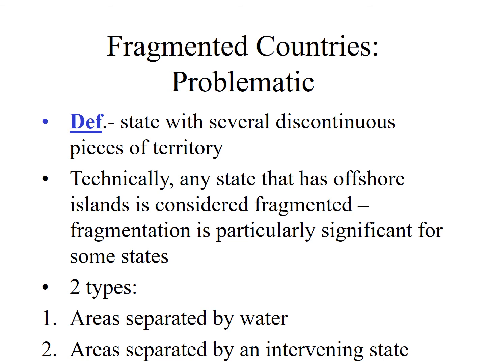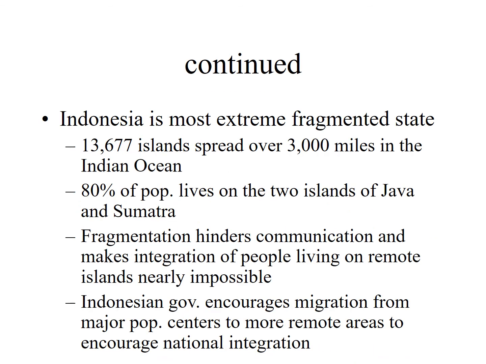Fragmented countries are almost all separated by water, or to a lesser degree separated by another country. Take Indonesia: 13,677 islands over 3,000 miles. 80% live on the two islands of Java and Sumatra, but with 13,677 islands, it is very difficult for people living on the other islands to get to a hospital, to get to school, to get medical care, to get groceries even. We can't put a grocery store or a hospital on all 13,000 islands.